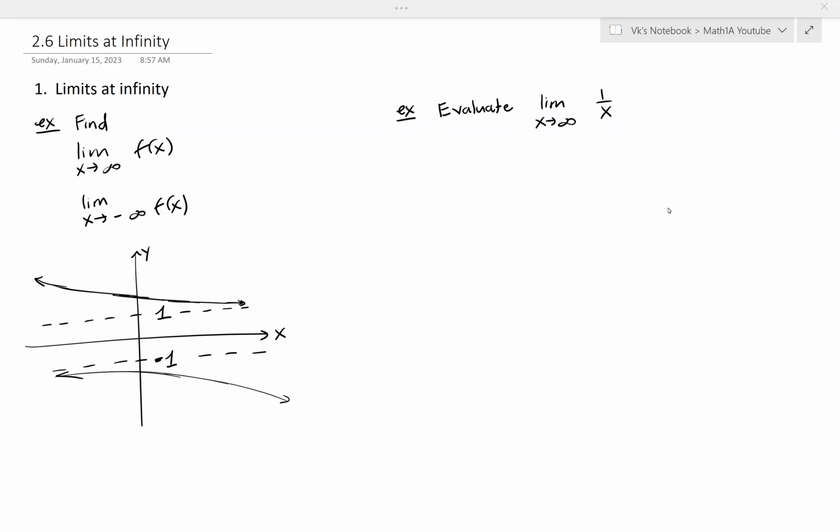From the graph, as x approaches infinity, the output approaches 1. So the limit here is 1. And notice that 1 is the horizontal asymptote. Horizontal asymptote, y equals 1.